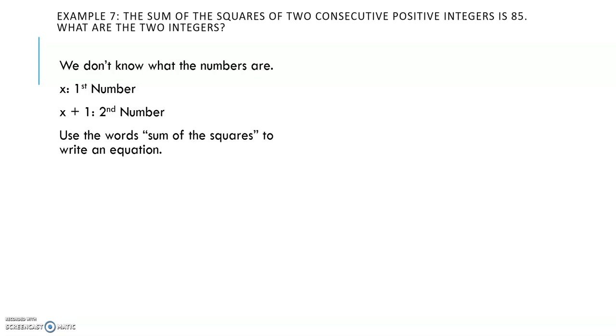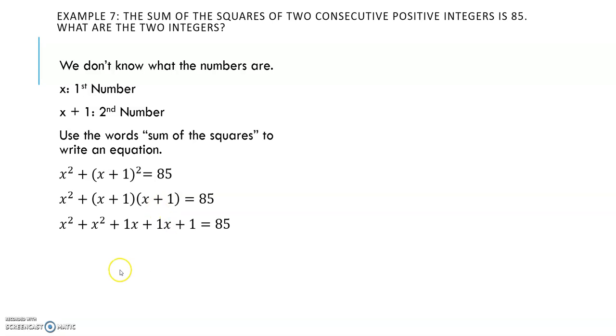Use the words sum of the squares to write an equation. So we need to square our numbers, so it's going to be x squared plus (x plus 1) squared equals 85. Caution with the (x plus 1) squared. It is not x squared plus 1. Write out your (x plus 1) times (x plus 1). x squared plus 1x plus 1x plus 1 equals 85. 2x squared plus 2x plus 1 equals 85.